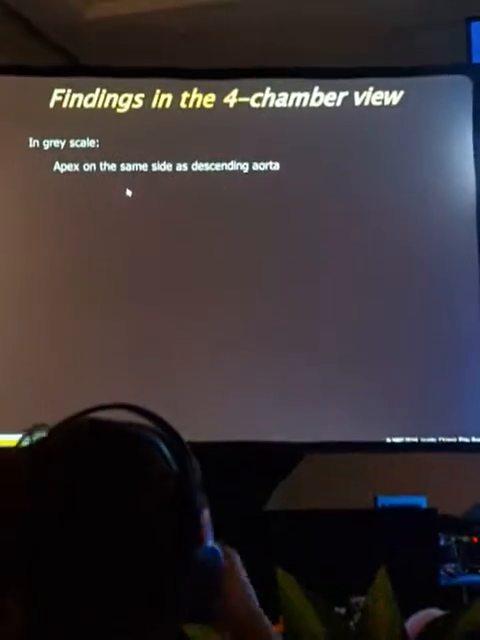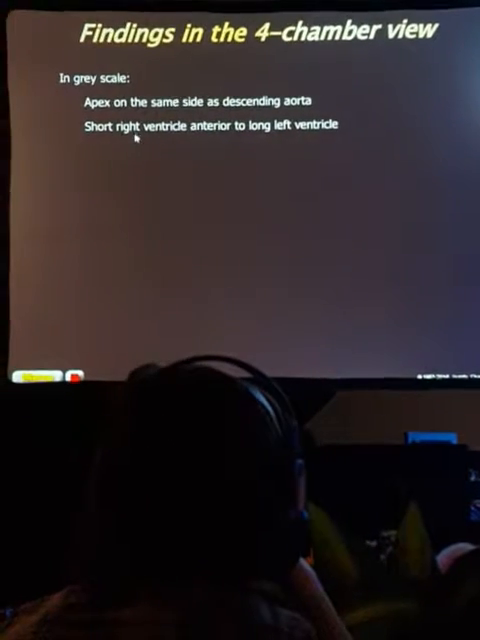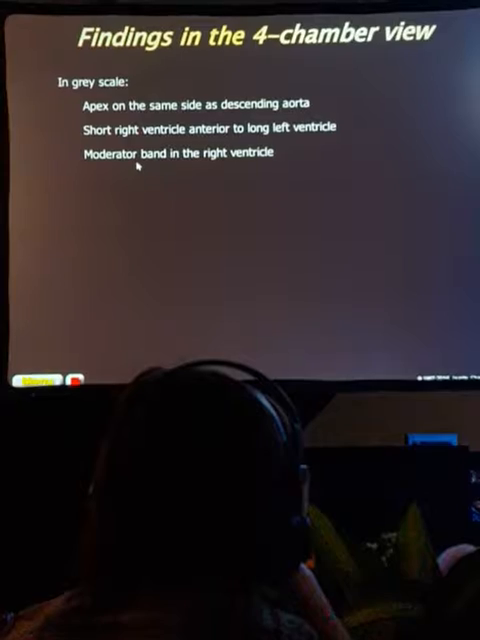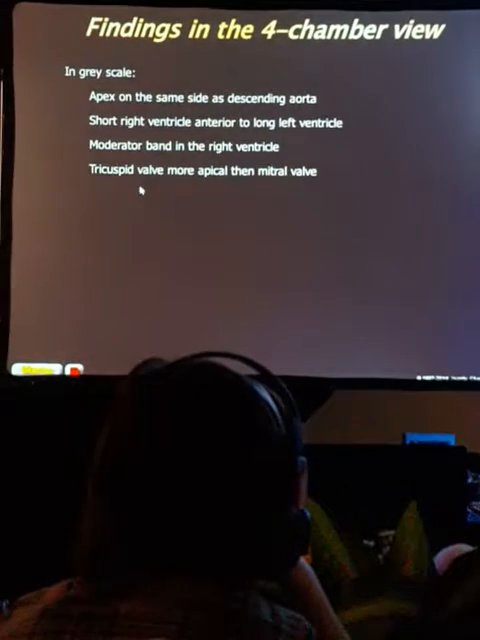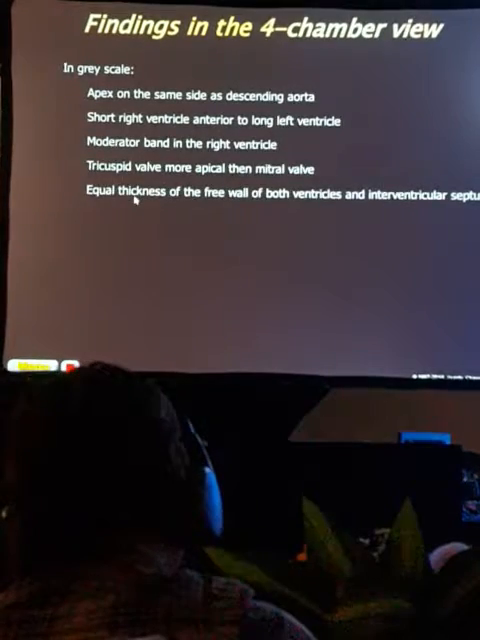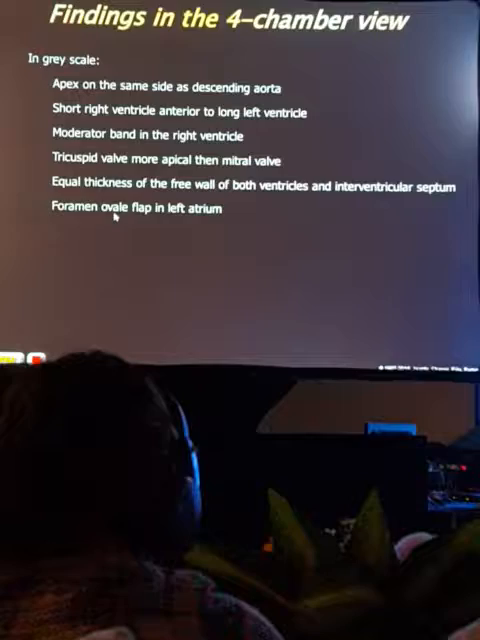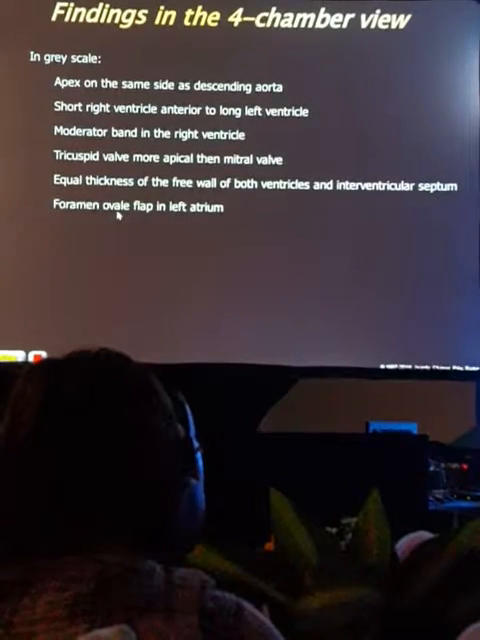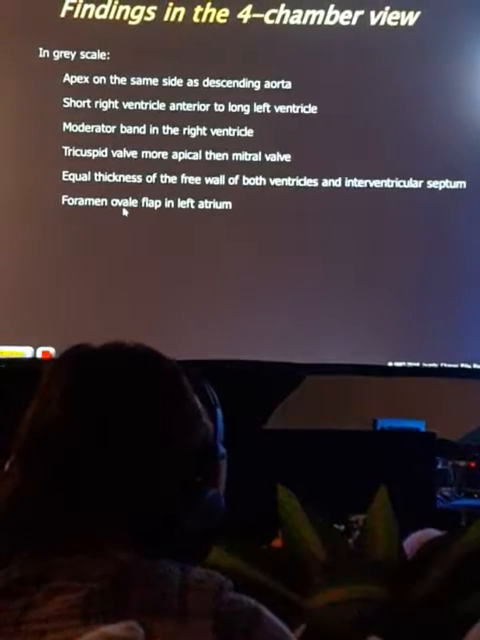In grayscale, you want to see that the apex is on the same side as the descending aorta. The short right ventricle is anterior to the long left ventricle. The moderator band is in the right ventricle. The tricuspid valve is more apical than the mitral valve. Equal thickness of all the walls. The foramen ovale flap in the left atrium. Pay attention to the foramen ovale flap. If you don't see it, maybe it has an atrial septal defect.